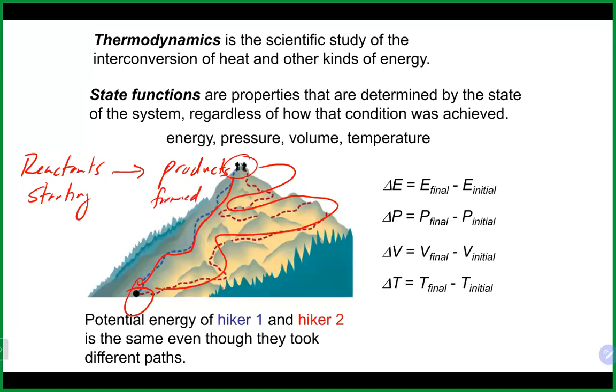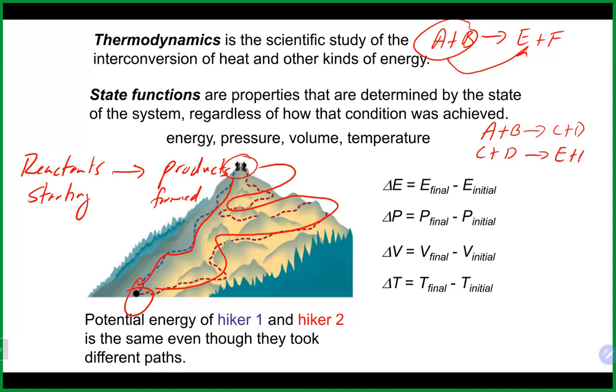And when we look at a reaction, say A plus B goes to E plus F, sometimes people think this is a one-step process. It could go that way, but it could actually occur in multiple individual steps. For example, you could have A plus B goes to C plus D, and then C plus D goes to E plus F. Maybe it happens in a series of steps, where each step has a certain amount of energy associated with that process.